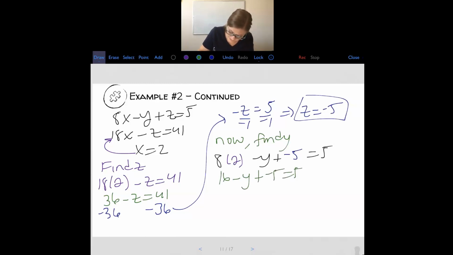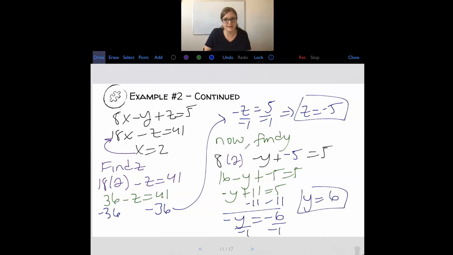Okay, so this gives us negative y plus 11 equals 5. Okay, and then we subtract 11 from both sides to get negative y is equal to negative 6. Divide by negative 1, and we get y is equal to 6.